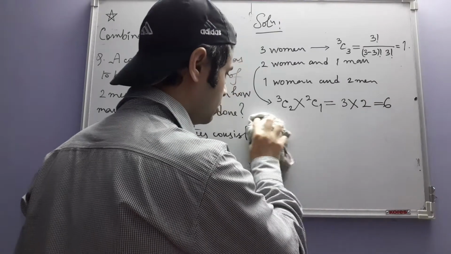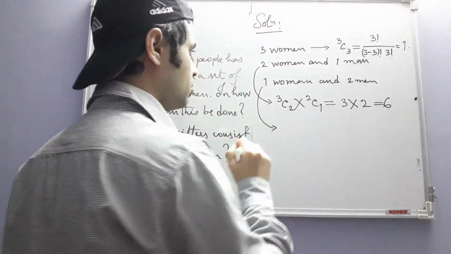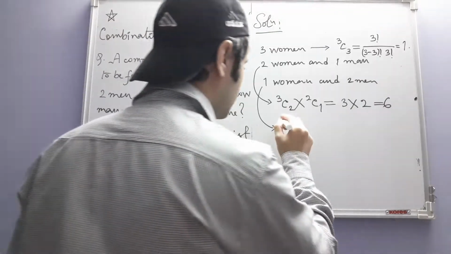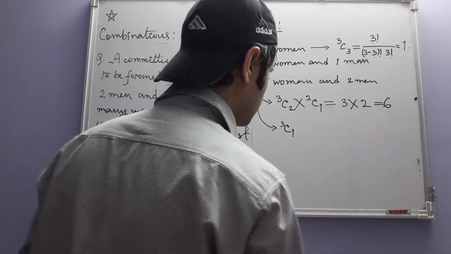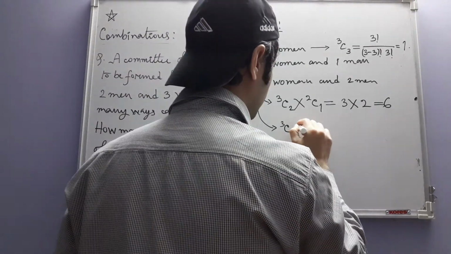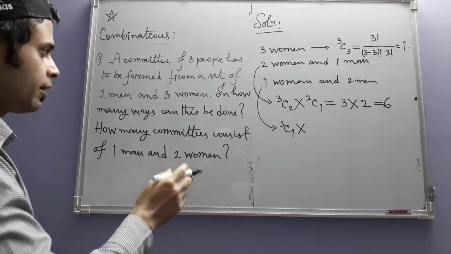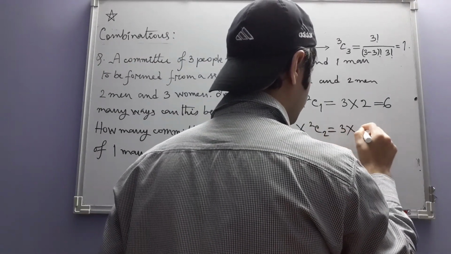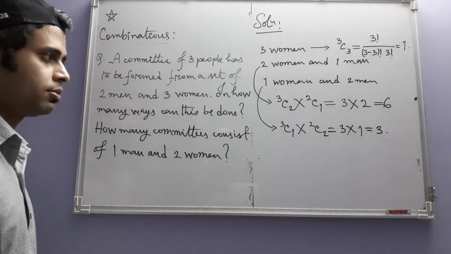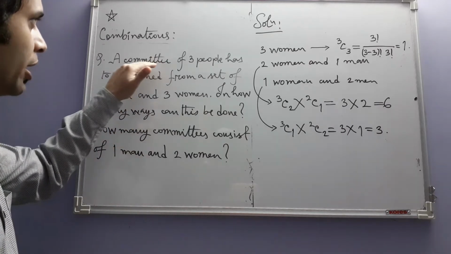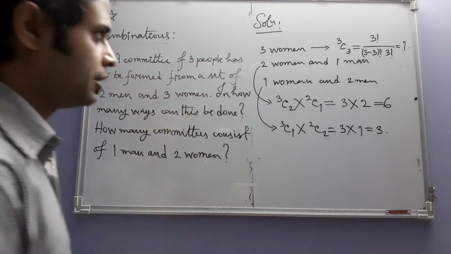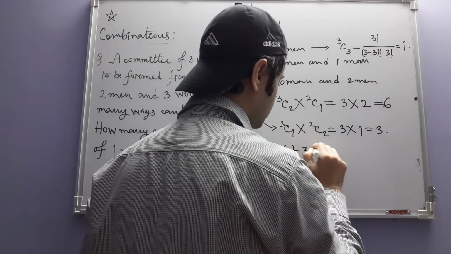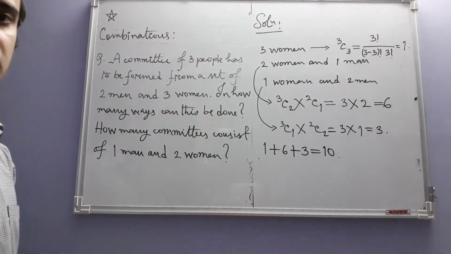Next, this one: one woman out of three women can be chosen in three ways. You choose any one of the three women, or symbolically in 3C1 ways. Now corresponding to each such choice, two men have to be chosen from two men, which can be done in only one way, or 2C2 ways. So 3 times 1 equals 3. So in total, the number of ways we can make a committee of three people from two men and three women is, you have to add this up: 1 plus 6 plus 3, which is equal to 10. So there are 10 committees that can be formed.